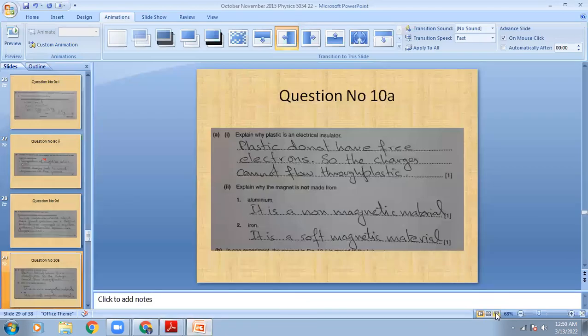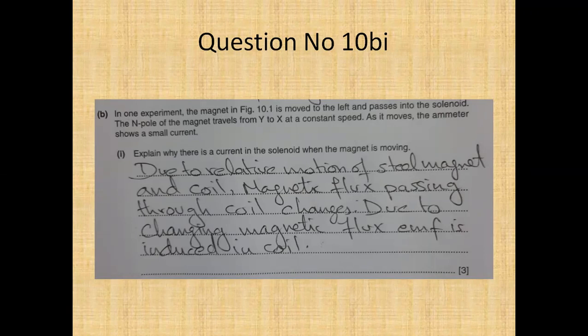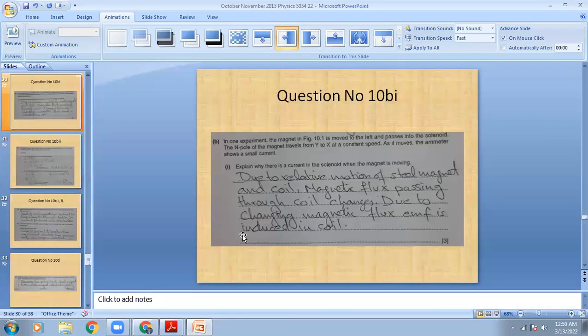So let me show you my written answer, and then we will have a look at the marking scheme. Due to relative motion of the steel magnet and the coil, magnetic flux passing through the coil changes. Due to changing magnetic flux, EMF is induced in the coil, and that's why the current is induced in that coil. So let's have a look at the marking scheme.